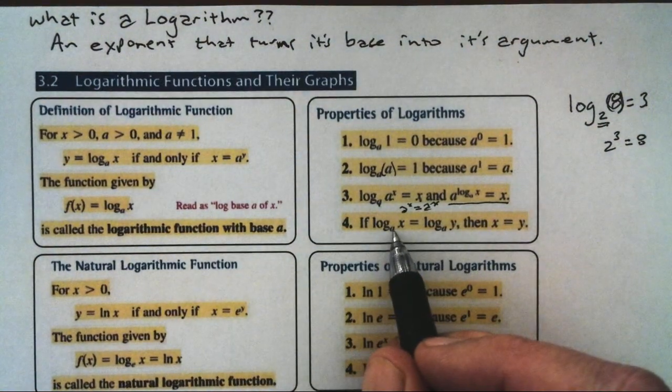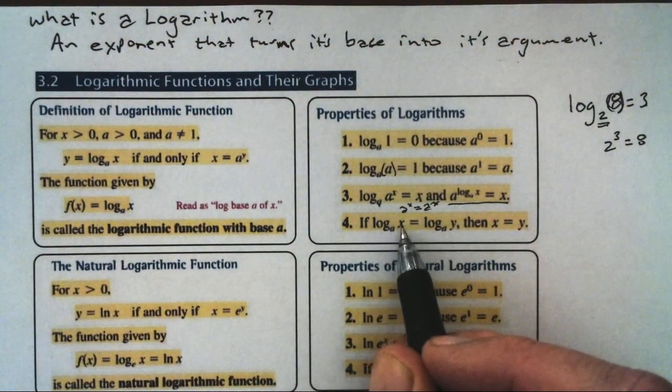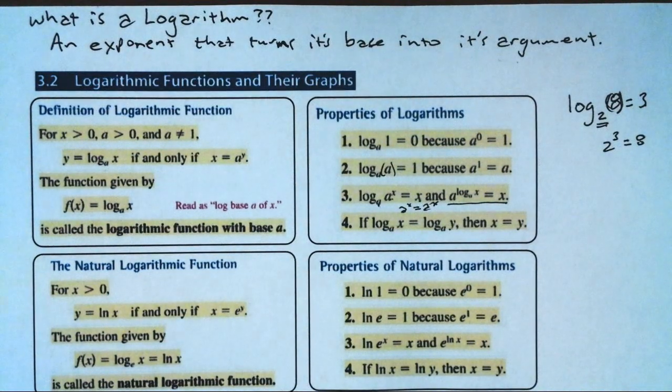And this last rule is a little bit different. This says if log base A of x equals log base A of y, then x has to be y. Logarithmic functions are one-to-one is basically what that is saying.